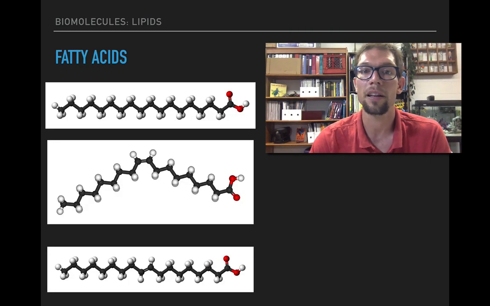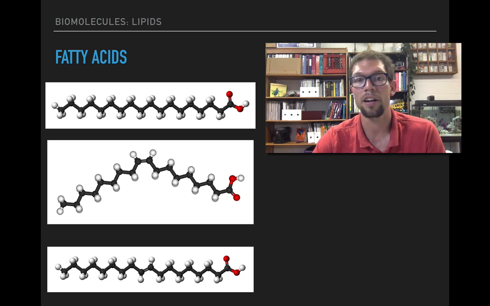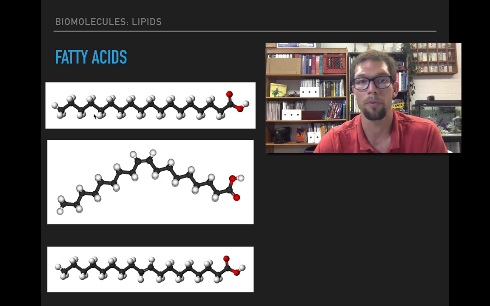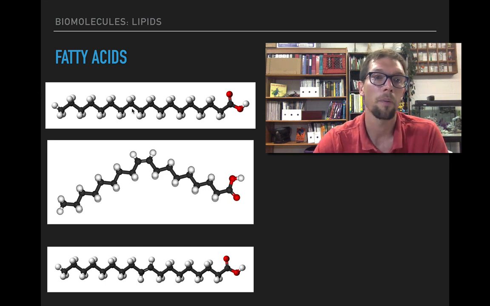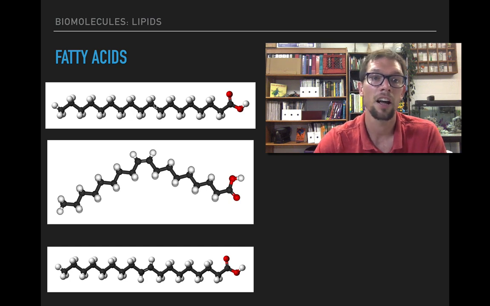So let's talk about the fatty acids briefly first. You can have either saturated or unsaturated fatty acids. You can also have different lengths of fatty acids, so you can add carbons and make the tail longer. You can remove them and make it shorter. What makes a fatty acid either saturated or unsaturated is the number of hydrogens it contains. If you look at this one, this contains all the hydrogens that it can, so it is considered a saturated fatty acid.